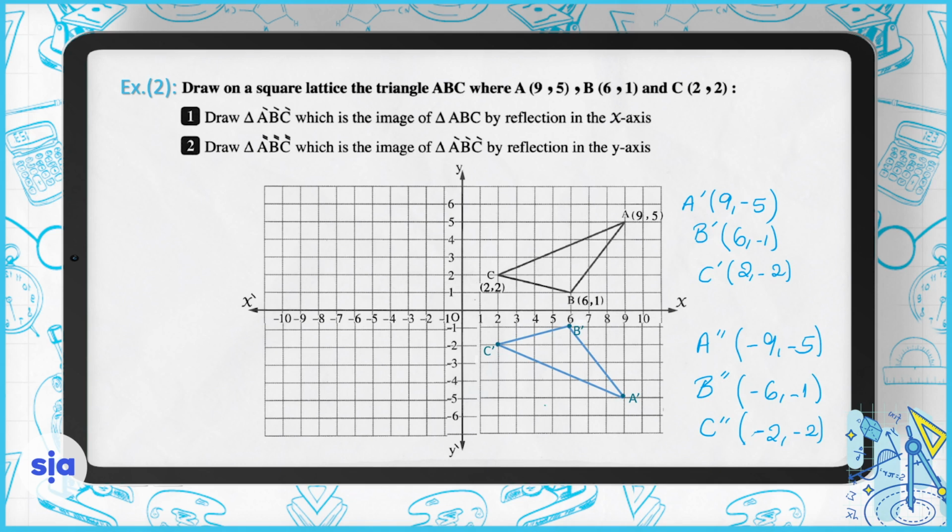Let's now go and plot the points together. A double dash is negative 9, negative 5. Here is A double dash. B double dash is negative 6, negative 1. Here is the B double dash. And C double dash is negative 2, negative 2. And then you connect the 3 points, the A double dash, the B double dash, and the C double dash. Let's now move to the axis of symmetry.